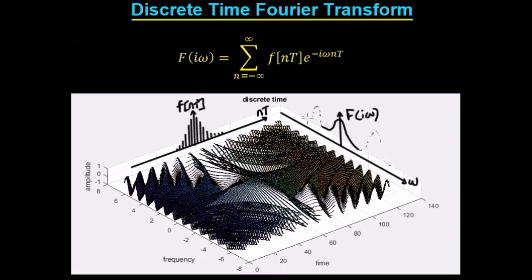So that means that whenever we take the discrete time Fourier transform of this function, in the frequency domain it's going to give us a periodic function. And that's going to be important for when we look at the idea of aliasing.